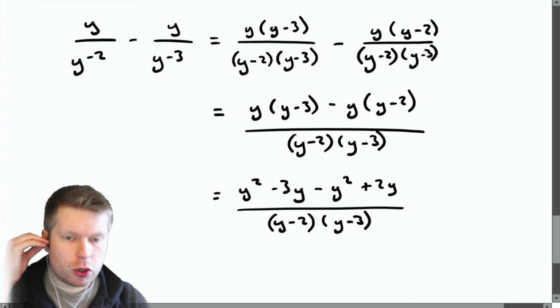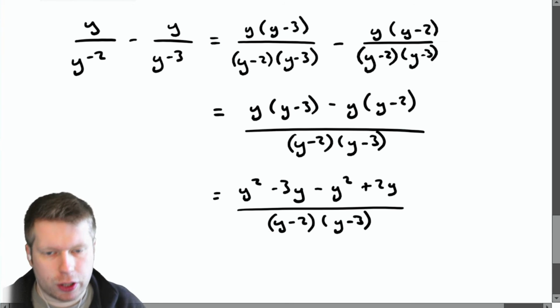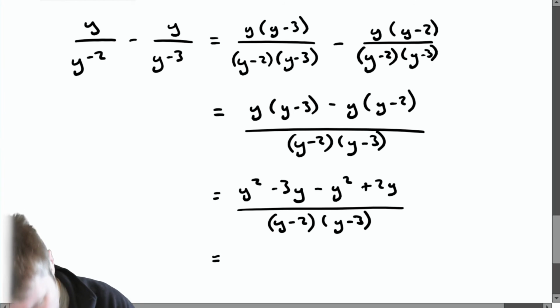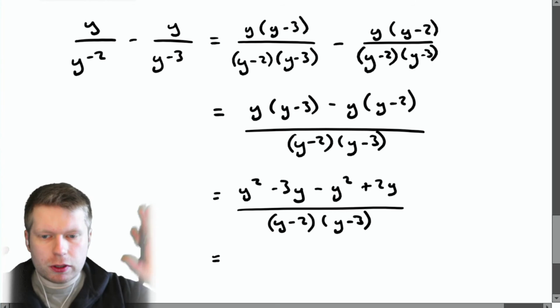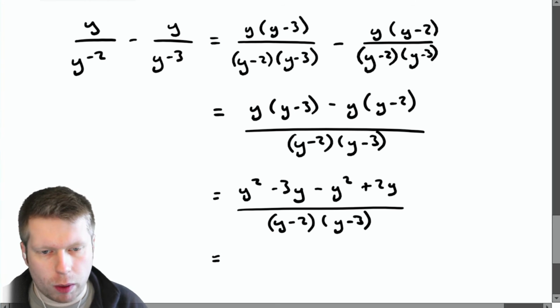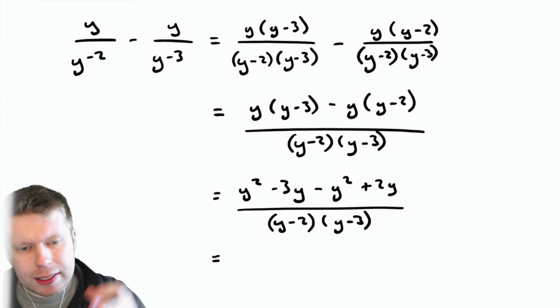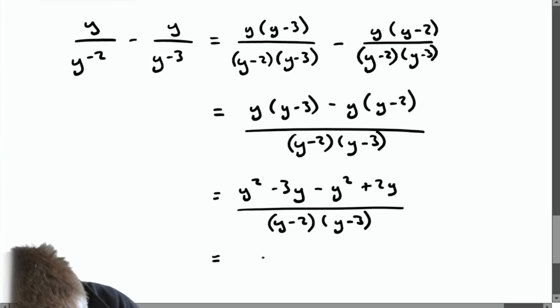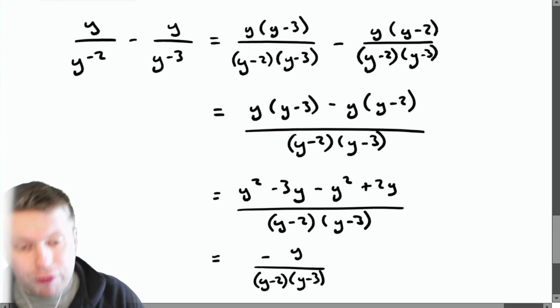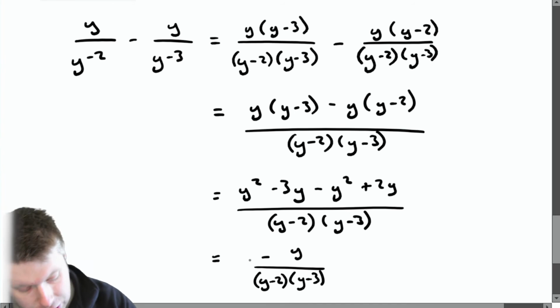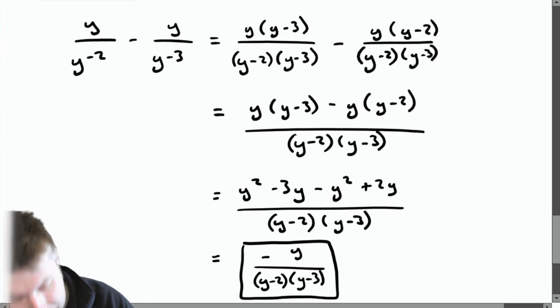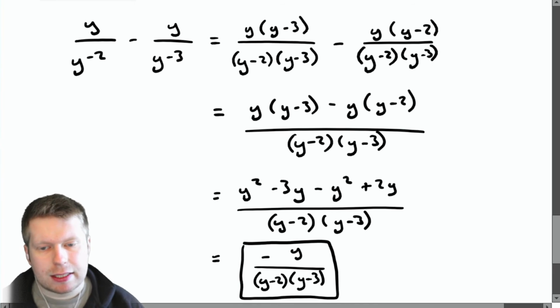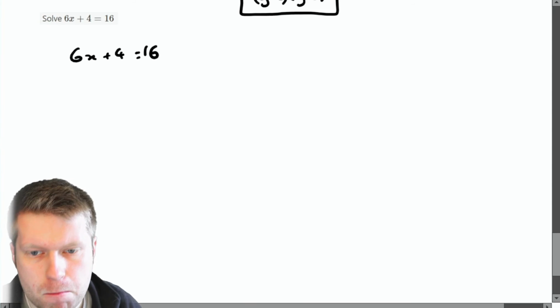And then all that's left to do is just simplify, collect together the like terms. So I end up with y squared take away y squared. Gone, eliminated, cancelled, whatever you want. Negative 3y plus 2y, that's going to give me negative y here. So I'm going to have negative y over y minus 2, y minus 3. If you wanted to, you could also expand out that denominator, but just because I'm being lazy today, I'm just going to leave that as is. That's going to be the final answer there.